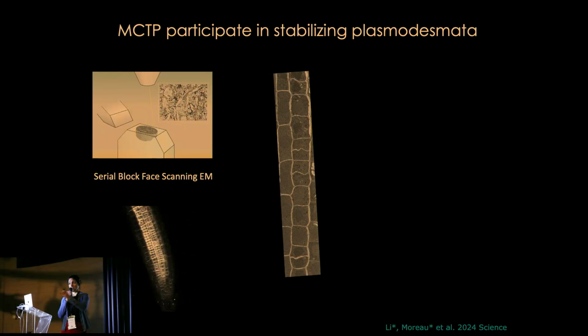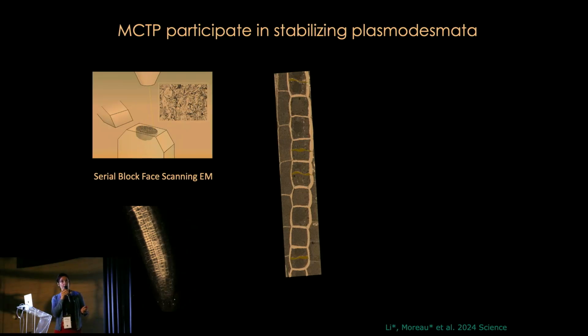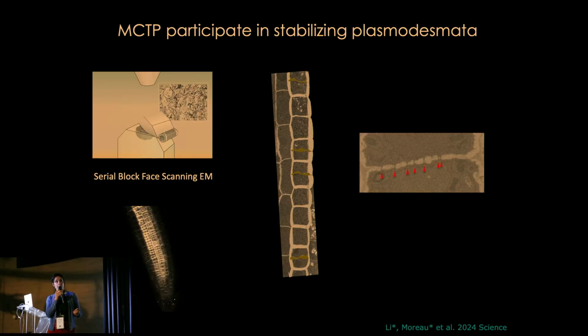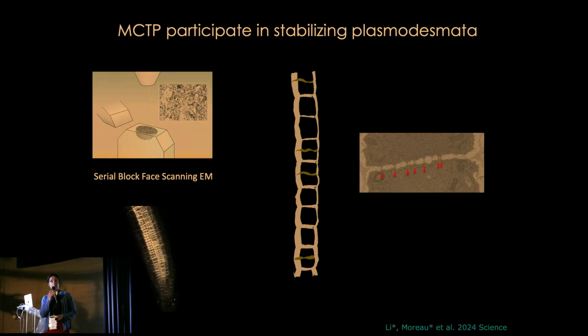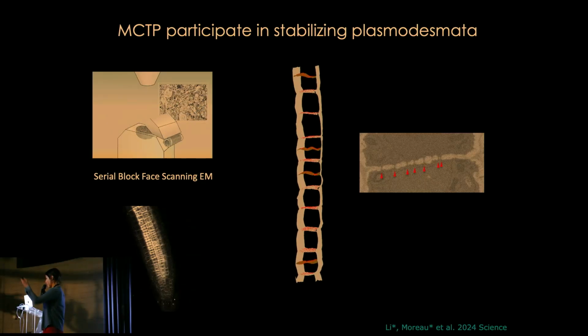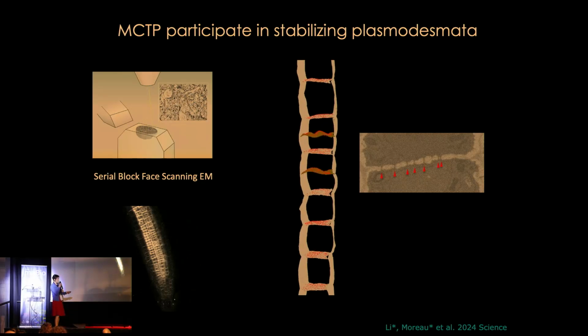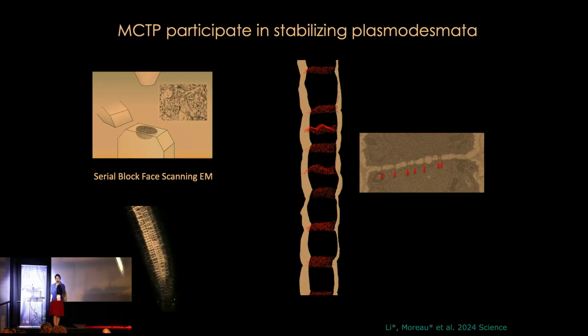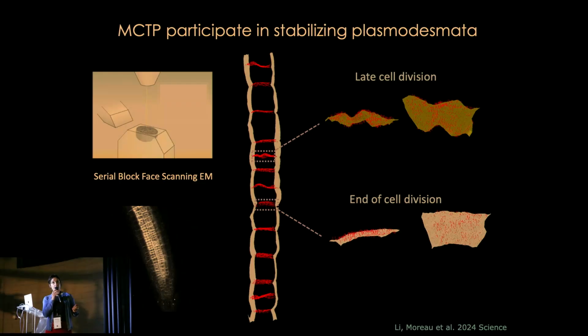We can image through several cell layers within the roots, and then we can very easily see plasmodesmata, tiny black lines, and then basically count them on the dividing wall. And all the tiny red dots that you see are plasmodesmata. And so basically we can very easily distinguish, just morphologically, late cell division to end of cell division.